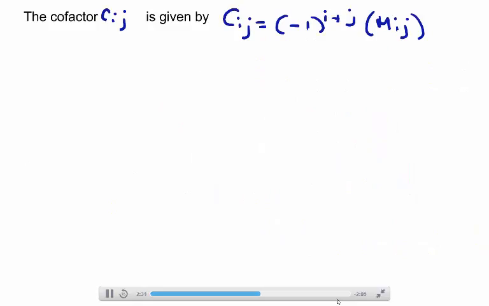The cofactor C sub i j is given by C i j equal to negative 1 raised to the power of i plus j times the minor of i and j.